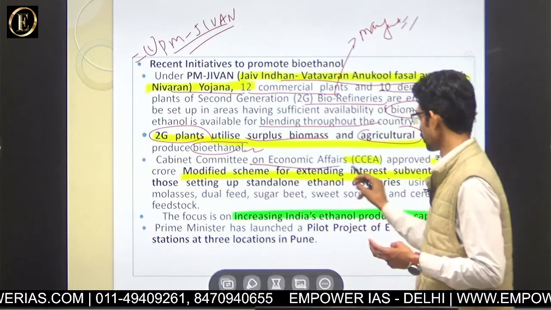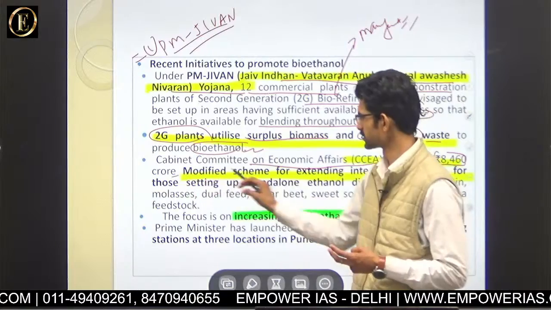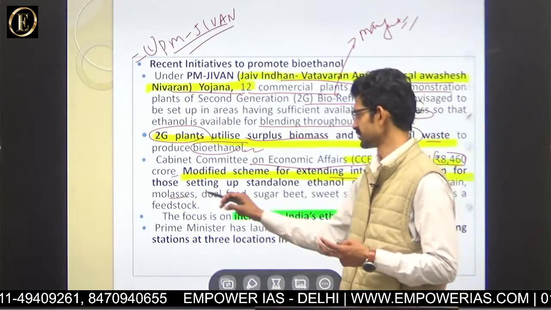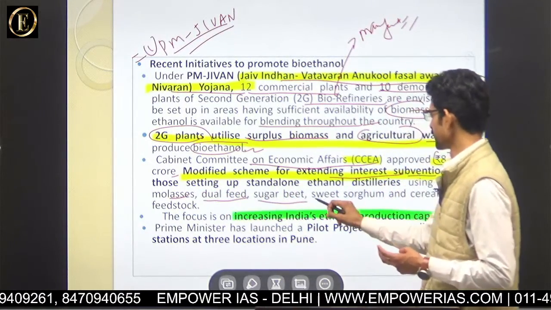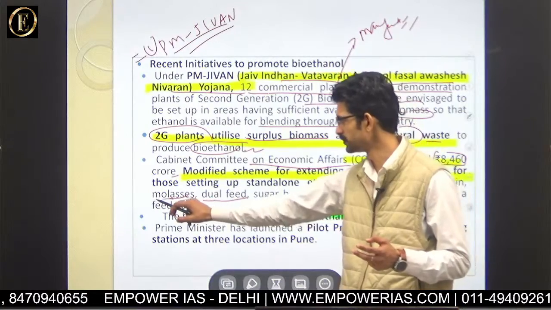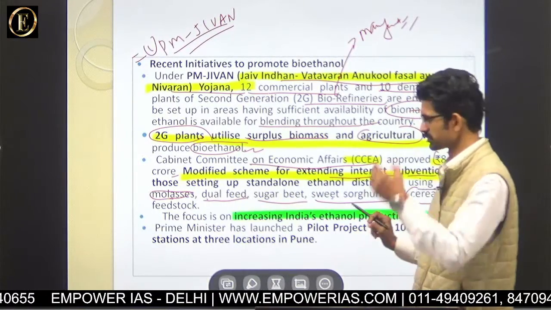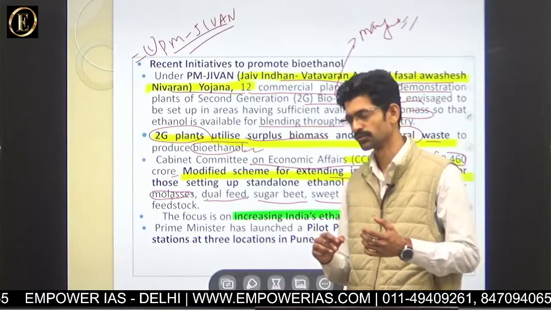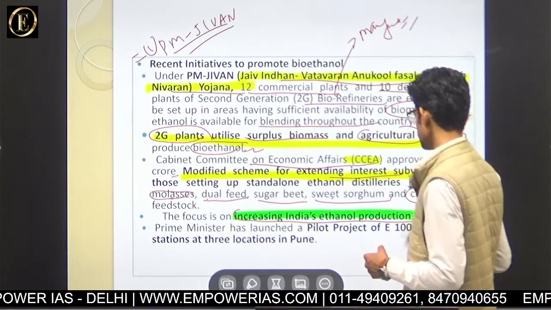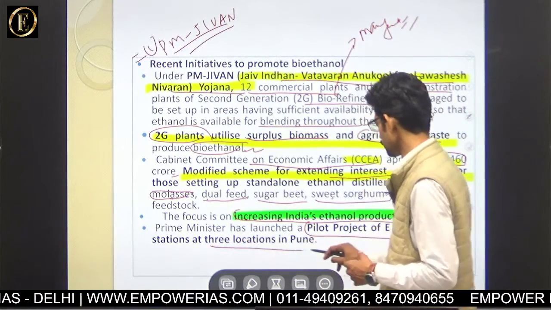Further, Cabinet Committee on Economic Affairs approved rupees 8,460 crore modified scheme for extending interest subvention for the setting up of molasses, damaged food grains, sugar beet, sweet sorghum and cereals, यानी कि इन सारे चीज़ों को सड़ा के हम इथानॉल बनाते हैं मित्रों. मोलासेस, शुगर बीट, स्वीट सोरगम और सीरियल्स जो अनाज सड़ जाते हैं उनका उपयोग करके हम इथानॉल को ब्लेंड करते हैं. Then focus is on increasing India's ethanol production capacity and a pilot project of E100 dispensing stations at 3 locations at Pune.